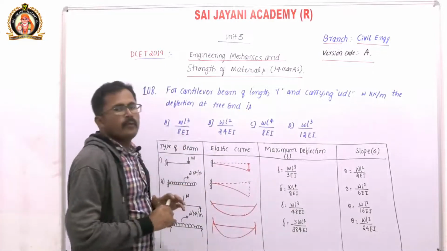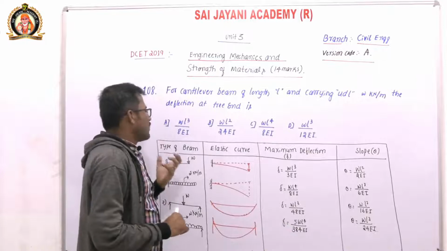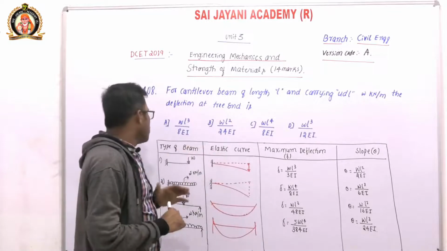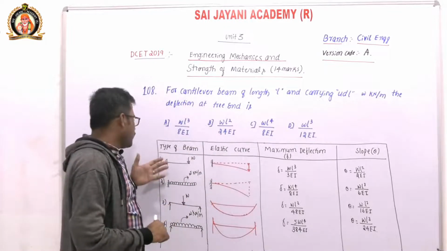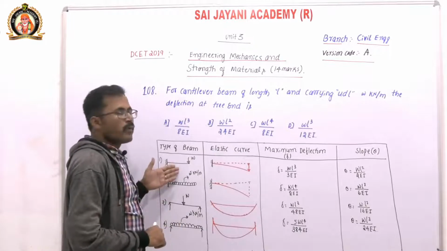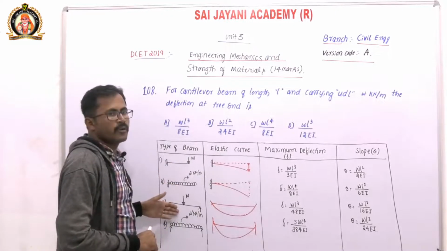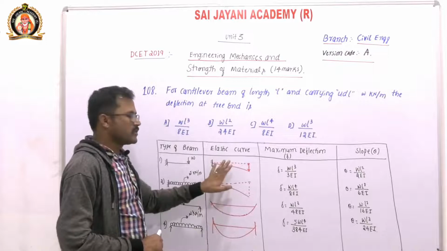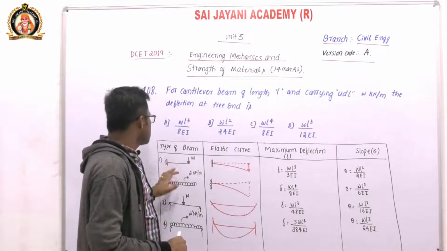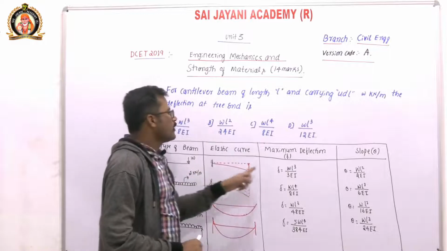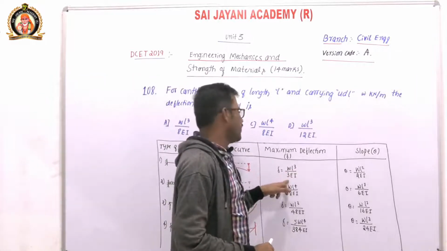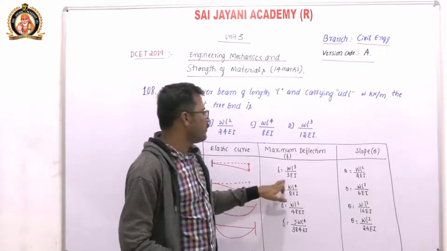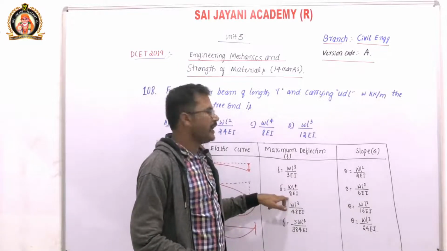So for this question, we have to memorize the table as shown on board. We have to memorize this table for two types of beam, cantilever and simply supported beam: cantilever with point load, cantilever with UDL, simply supported with point load, simply supported with UDL, and their corresponding elastic curve as shown on figure. So first, cantilever with point load, we have deflection as WL cube by 3EI, and for cantilever beam with UDL, the deflection is WL to the power 4 divided by 8EI.